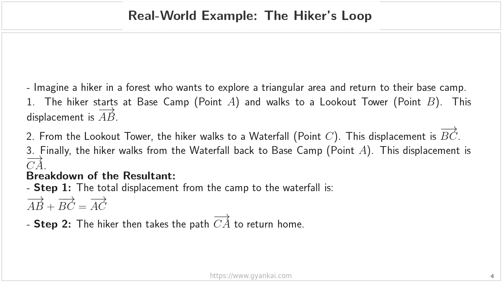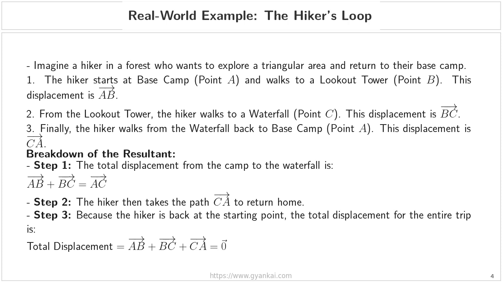In step 2, we add that final leg. The hiker takes the path represented by the vector from C to A to return home. By step 3, because the hiker has successfully returned to their exact starting point, the total displacement for the entire trip, which is the sum of vector AB plus vector BC plus vector CA, is equal to the 0 vector.